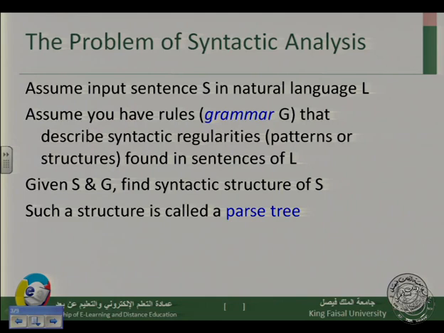So assume input sentence S in natural language, L. Assume you have rules, grammar, G, that describe syntactic regularities, patterns, or structures found in sentences of L. Giving S and G, find syntactic structure of S. Such a structure is called a parse tree. So what does that mean?